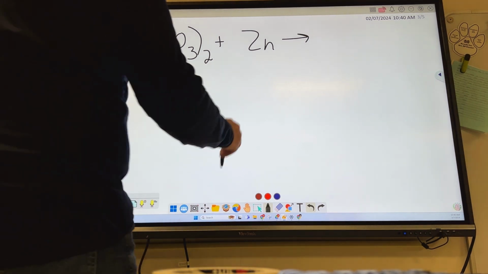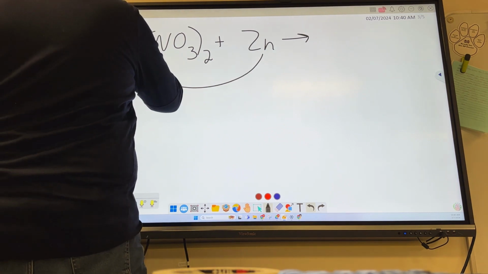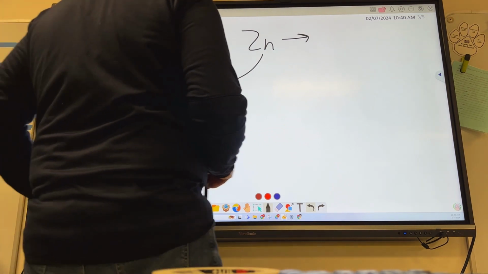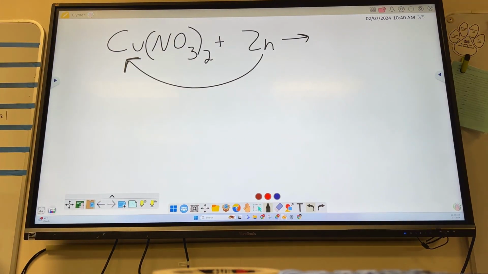Yeah, so the zinc here is targeting the copper for replacement. How can we then tell if it will or will not do something? Purple sheet. So which of these two is higher? Probably zinc. Zinc is in fact higher than copper. So what will happen over here?